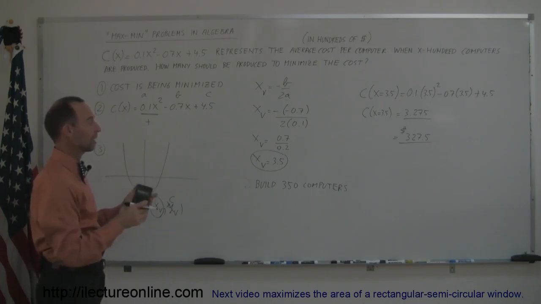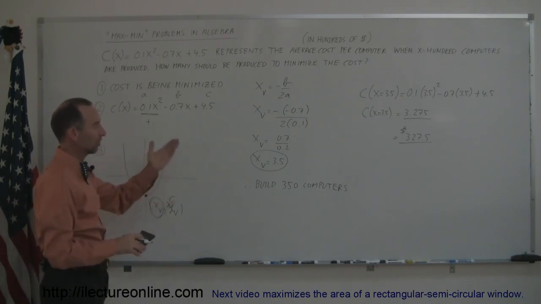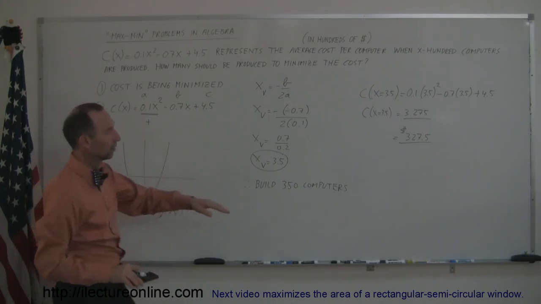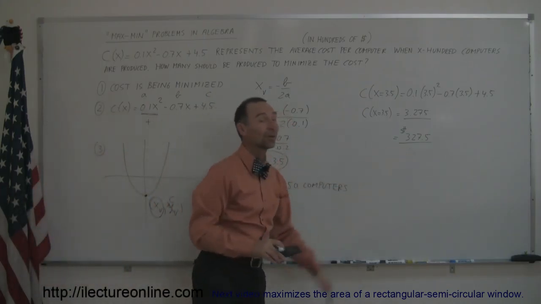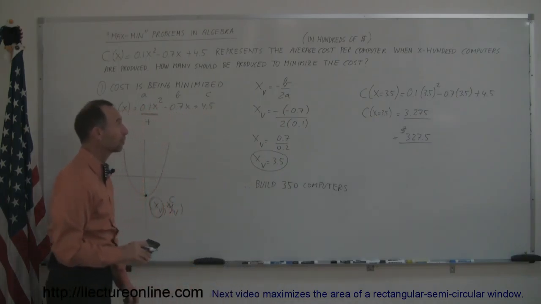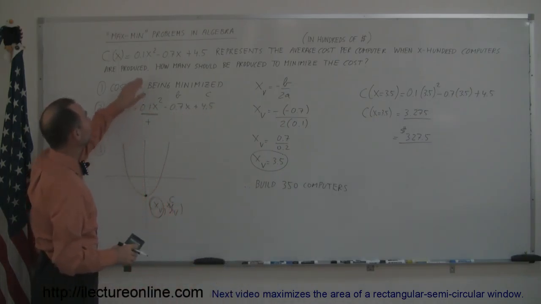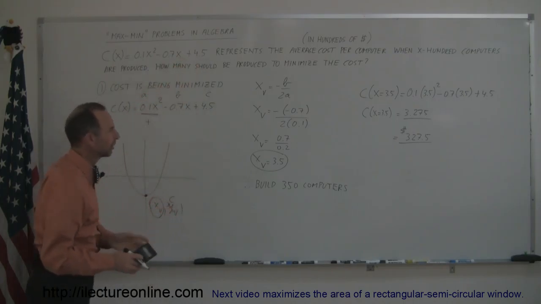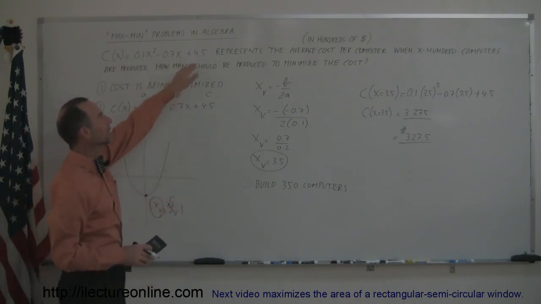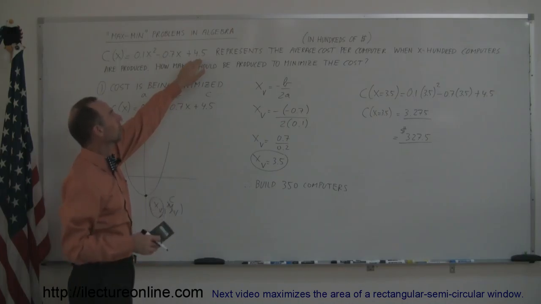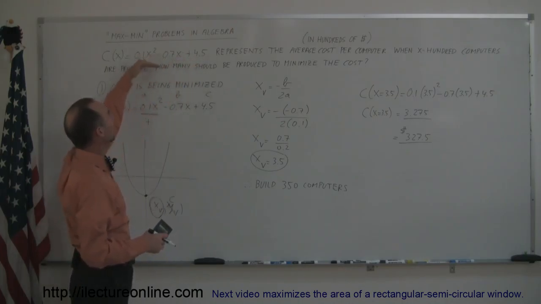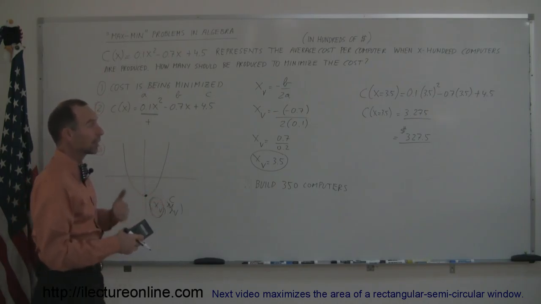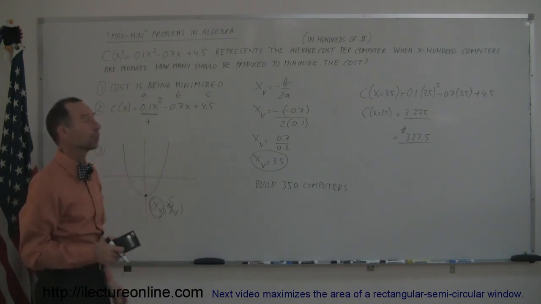So to maximize profit, you want to minimize cost. To have minimum cost, you want to build 350 computers a day so that your cost will be $327.50 per computer. Notice that if you build zero computers, your cost will be $450 per computer, although that doesn't make a lot of sense. You can see that there's some initial cost to keep the shop running, and that will then be offset by building more and more computers. I would assume that if you build too many computers, it becomes very inefficient and the cost per computer will go back up.